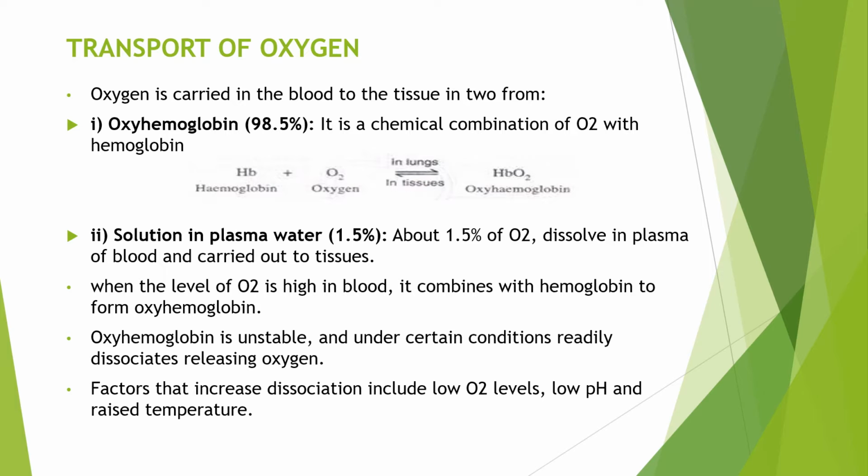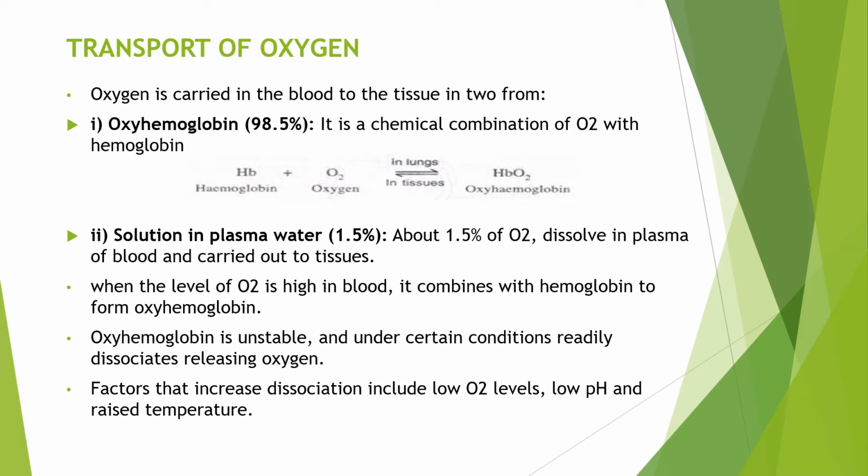The oxygen is carried in the blood in two forms. The first one is the oxyhemoglobin form and the second one is the solution in plasma water. About 98.5% of the oxygen is carried in the form of oxyhemoglobin. That is, hemoglobin binds with the oxygen in the lungs to form oxyhemoglobin. And the remaining 1.5% of the oxygen gets dissolved in the plasma of the blood and is carried to the tissue. When the level of oxygen is high in the blood, it combines with hemoglobin to form oxyhemoglobin.